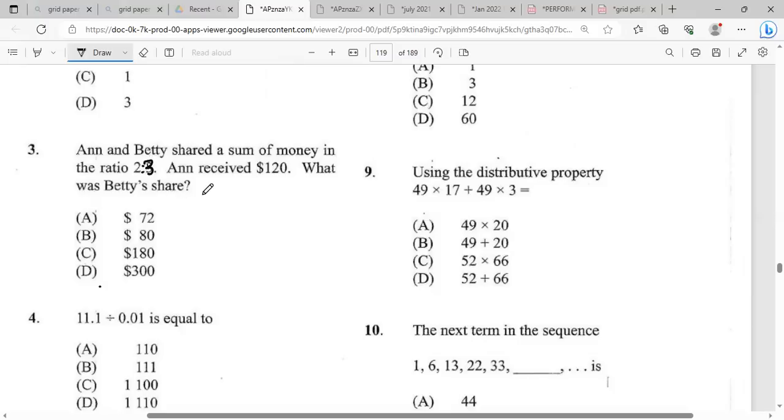So under the front, we're going to say 2x is equal to 120. Why do we do that? We just want to find out what 1 share is worth. 120 divided by that gives us 60. Boom. We're going to multiply 3 times 60.